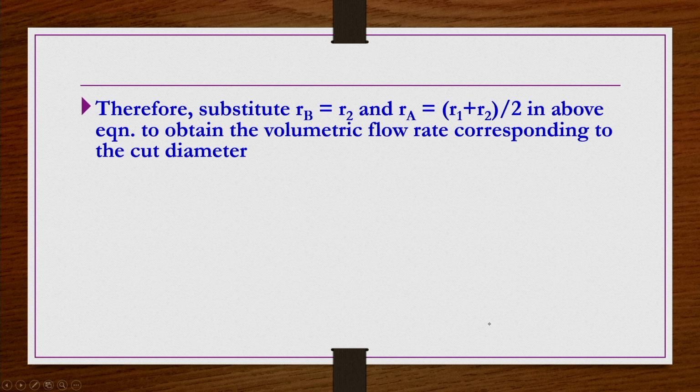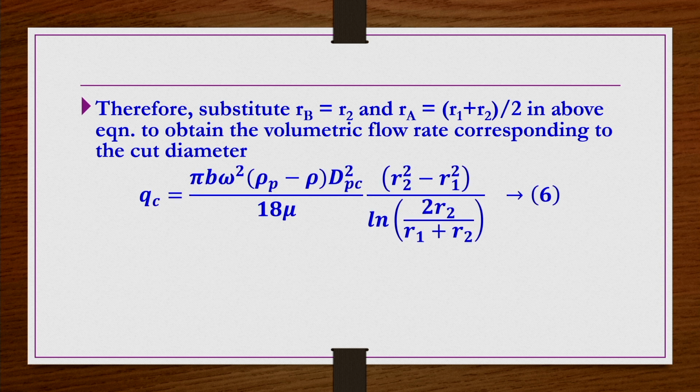So that means RB has to become R2, then only the particle separation will take place. Therefore, RB has to be R2 and then RA has to be R1 plus R2 by 2, because we have taken half the distance. RA should be R1 plus R2 by 2 in the above equation. In the Q expression that we have developed, wherever RB is there you replace RB by R2, and wherever RA is there, you replace RA by R1 plus R2 by 2.